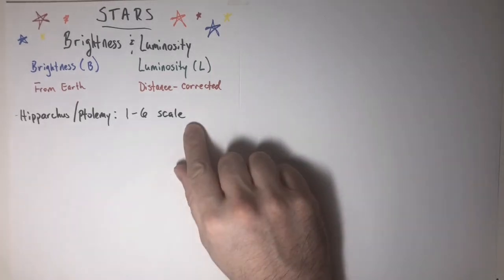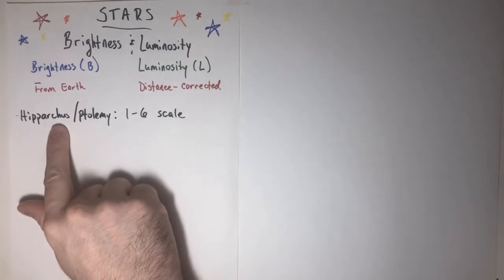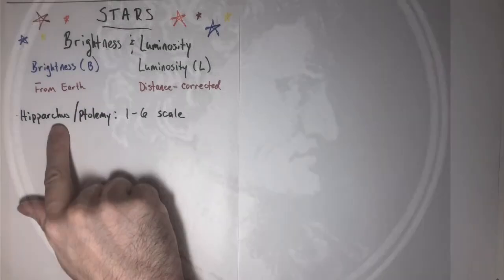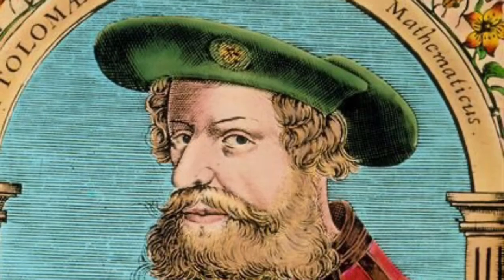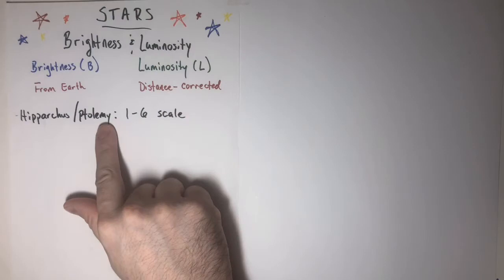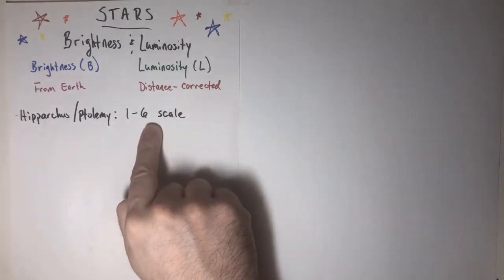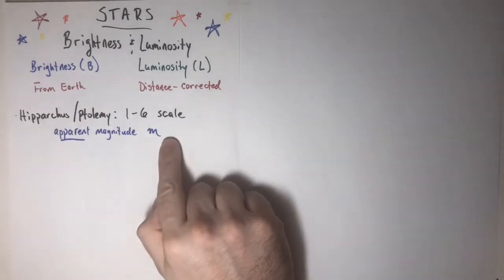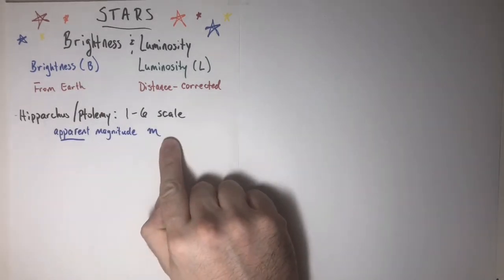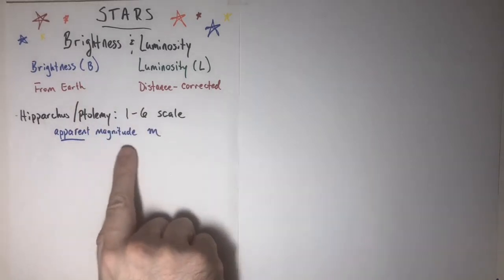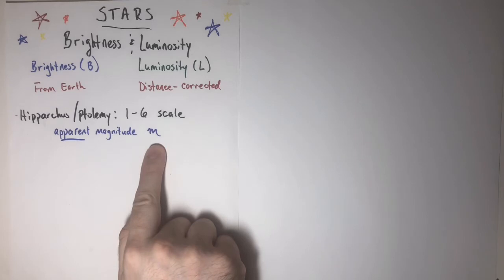The oldest scale used for star brightness comes to us from, some people say, Hipparchus, and some people say from Ptolemy. In either case, Ptolemy certainly popularized the usage of this 1 to 6 scale for star magnitudes measuring their brightness. Nowadays, the scale that's used for the brightness measured by humans from Earth, we call the apparent magnitude scale.